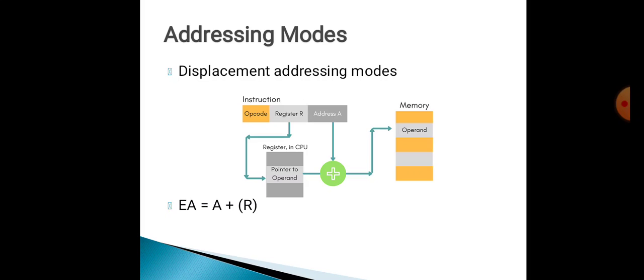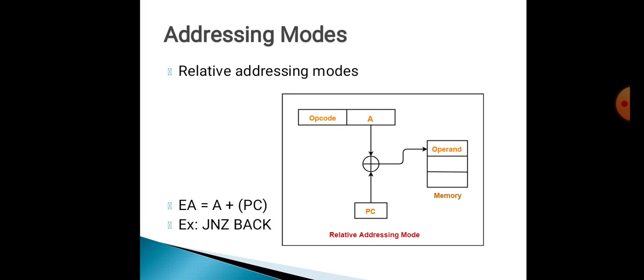Three common variations of displacement addressing are relative addressing, base register addressing, and index addressing. First, we'll see relative addressing mode. Here, the reference register is the program counter, and hence this addressing mode is also known as PC relative addressing. The effective address is determined by adding the content of the PC to the address field. EA equals PC plus the address part of the instruction.